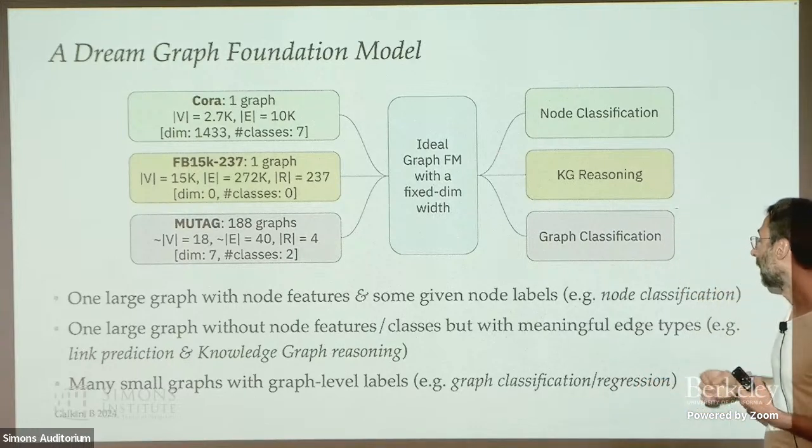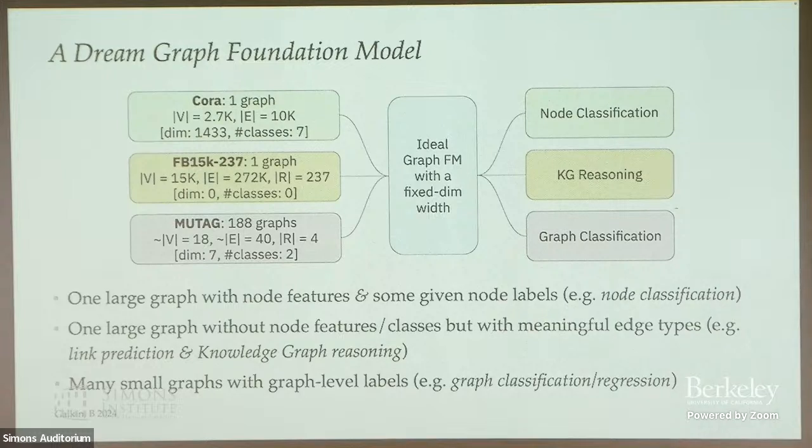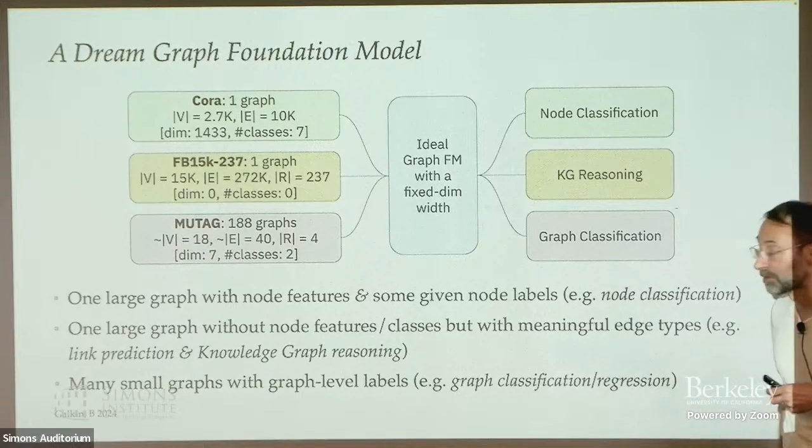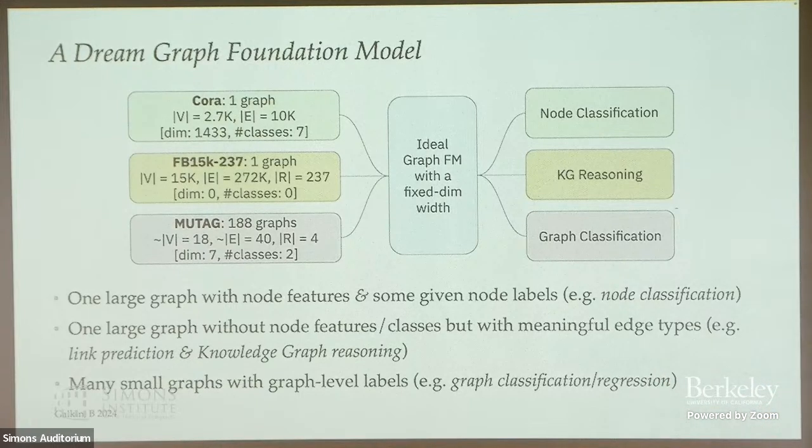For example, in node classification problems, as we've seen, we might have one large graph with node features and some given node labels, like in a social network where we try to detect spammers. In knowledge graph reasoning, we might have one large graph without any node features or node classes, but with meaningful edge types, so these triplets of head, tail, and relation. In other applications such as graph classification and regression, which we see in chemistry and virtual drug screening, we might have many small graphs with graph-level labels, for example a molecule and its physical properties.